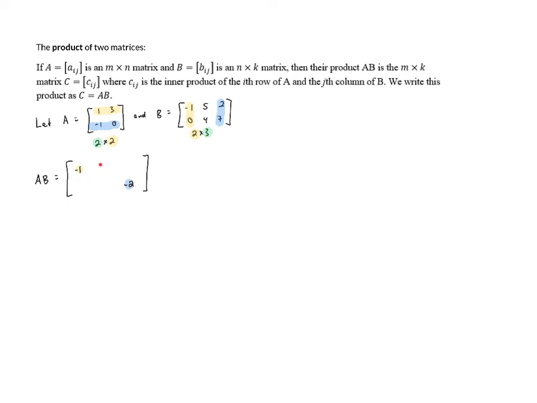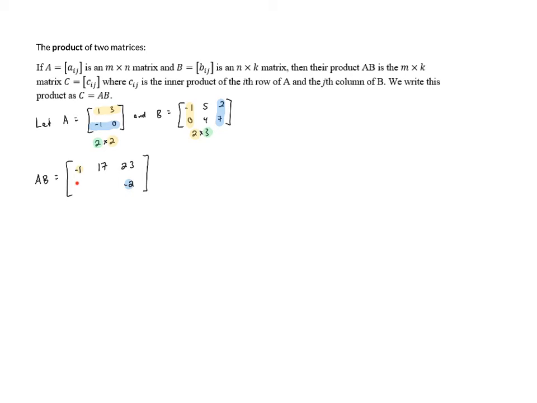Let's take a look at this next one here. This is in the first row and second column. So we need to take the inner product of the first row of A and the second column of B. So that'll be 1 times 5, which is 5, plus 3 times 4, which is 12, and 5 plus 12 is 17. Then for this element, it's in the first row and the third column, so we need to take the inner product of the first row of A and the third column of B. So 1 times 2 is 2, 3 times 7 is 21, and 2 plus 21 is 23.